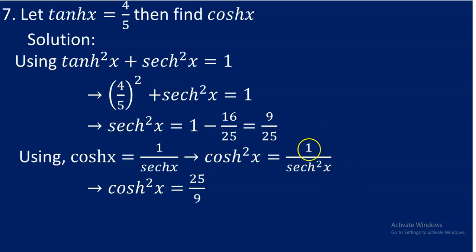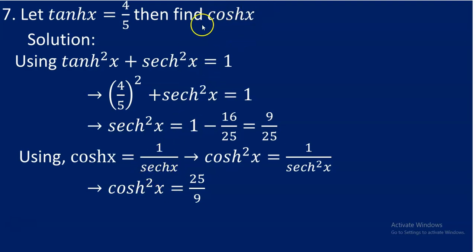The reason is, you see here, 1 is supposed to be divided by 9 over 25, because this one is already determined. As you see, sech squared x is 9 over 25. So take the reciprocal, it's going to be 25 over 9. Now look, students, what we obtain here is cosh squared x is equal to 25 over 9. Our intention is to find what cosh of x is, not cosh squared x.